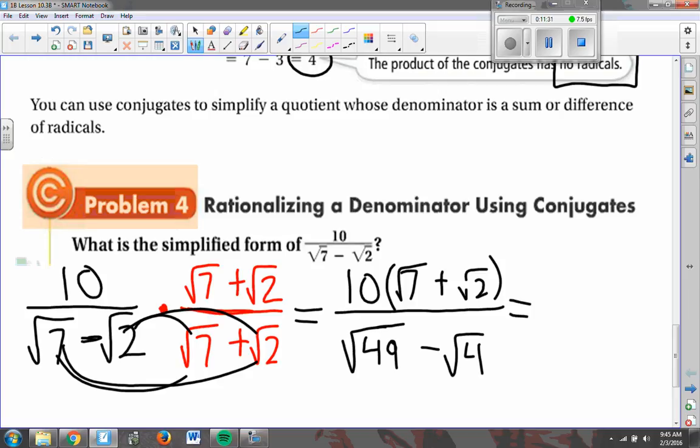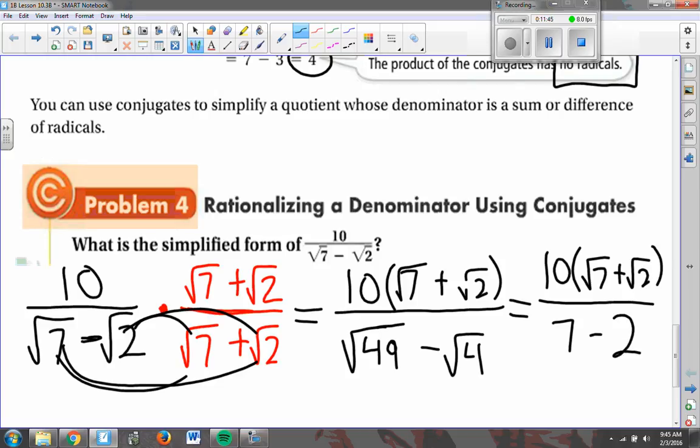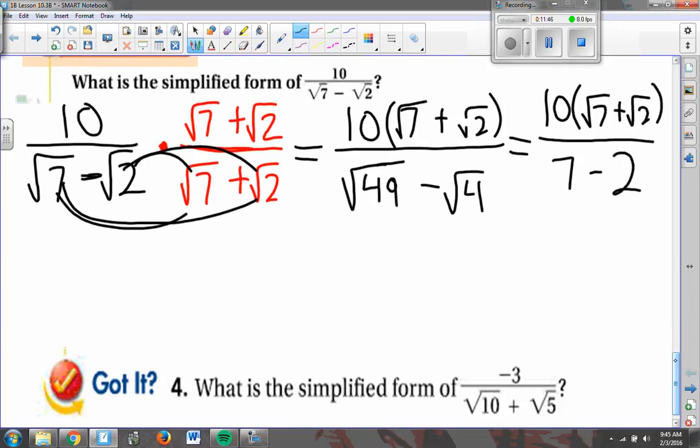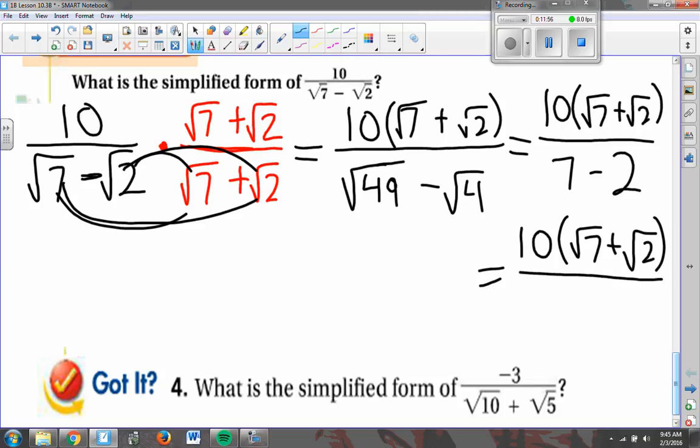Okay, now I'm going to leave the top alone again: 10 times square root of 7 plus square root of 2. Now the square root of 49 is 7, and the square root of 4 is 2. So it's 7 minus 2. I end up with 10 times square root of 7 plus square root of 2 over 7 minus 2, which is 5.